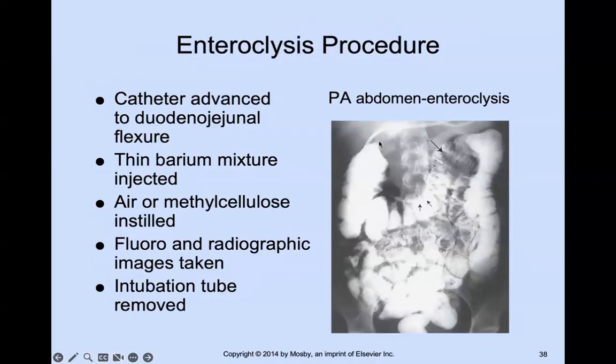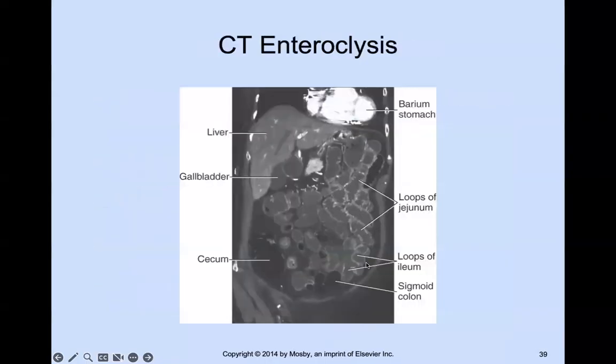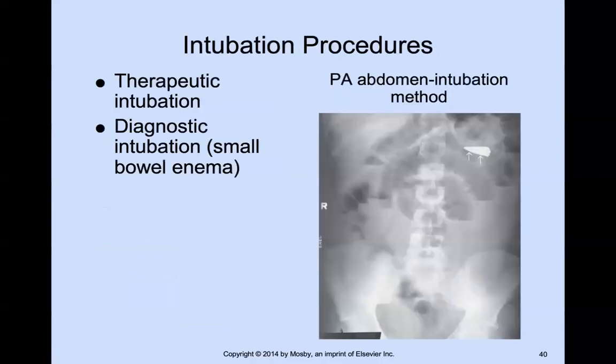So this is the enteroclysis catheter that you're seeing here, and it goes into the duodenal flexure, which is right here. And then that is when thin barium is injected. Also, air or methylcellulose, which is the negative contrast media, is injected. And then they go to CT.